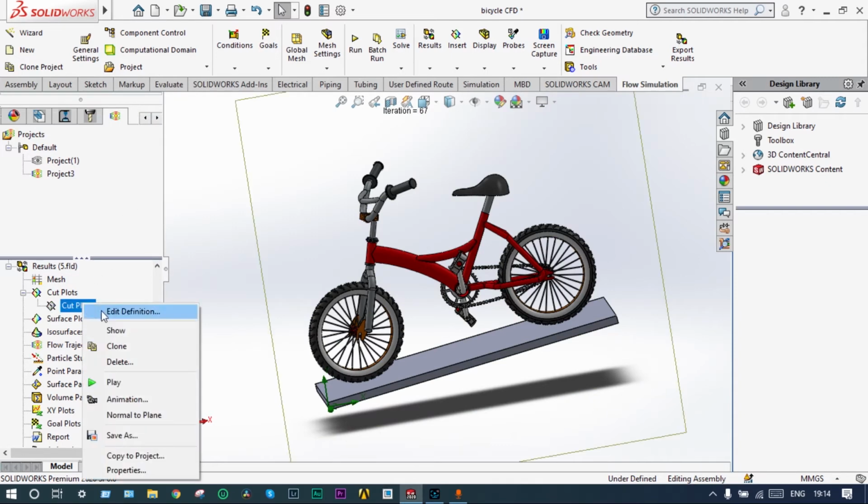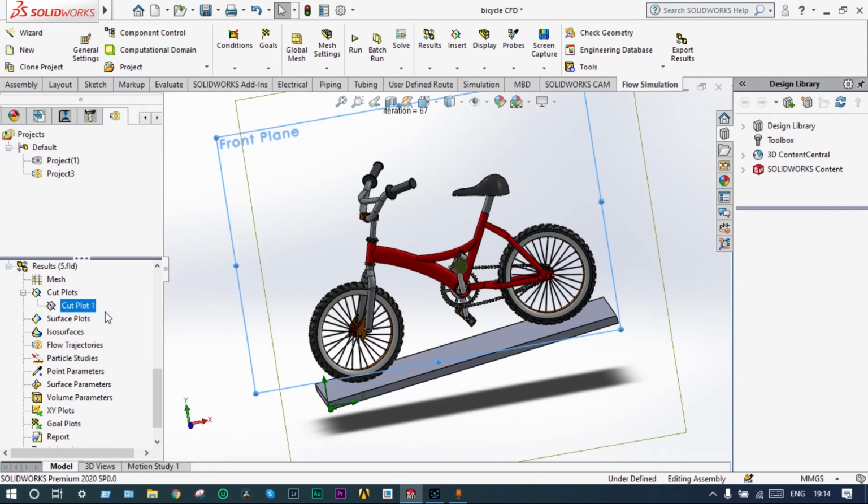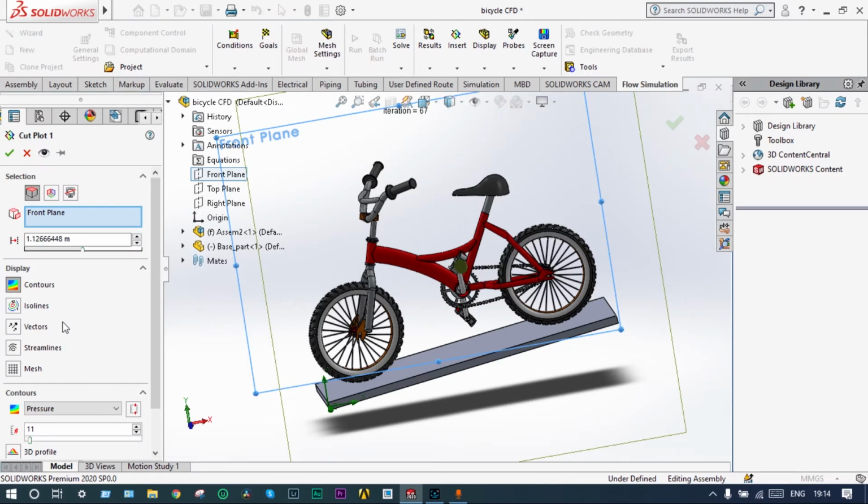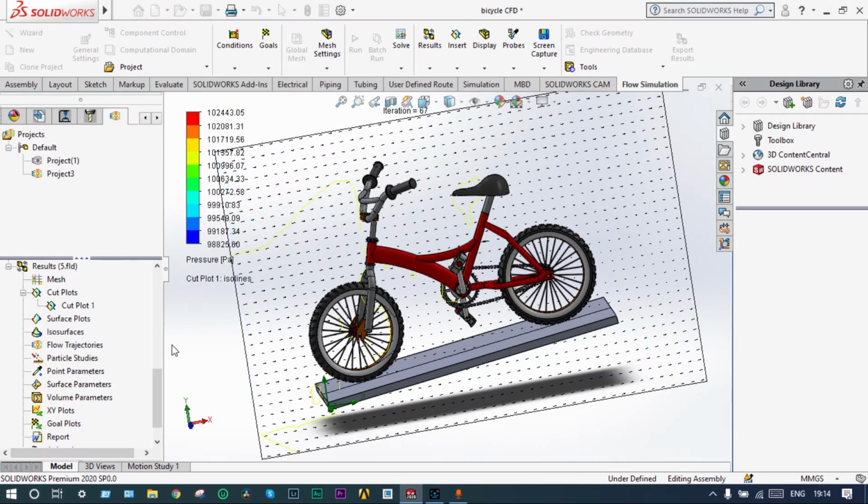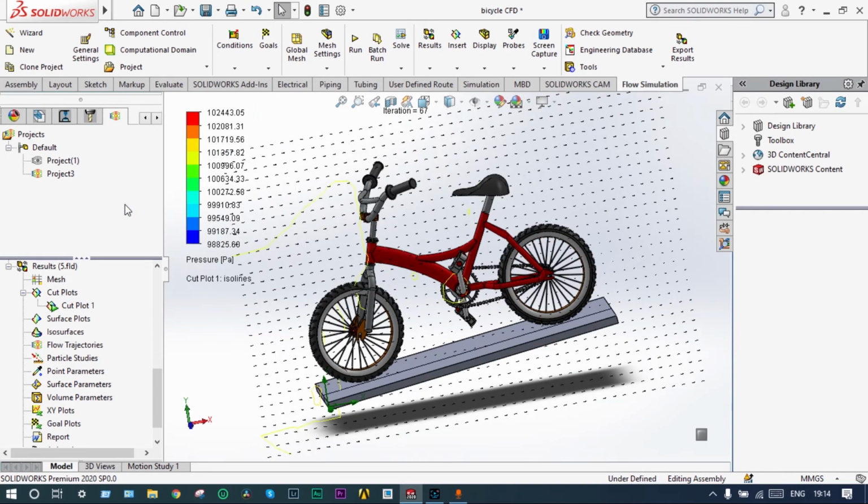Cut plot 1, edit definition. What you see in the form of vectors and isolines. Let's see this one. See the vectors, and this one is isolines, right? We can simulate this one. Let's see the simulation. Play.